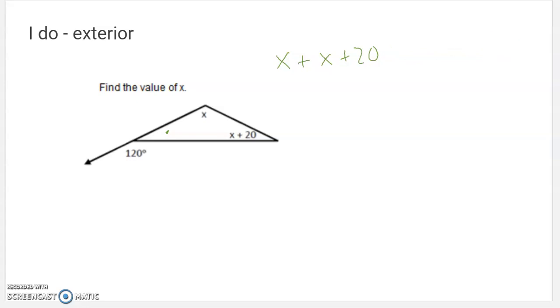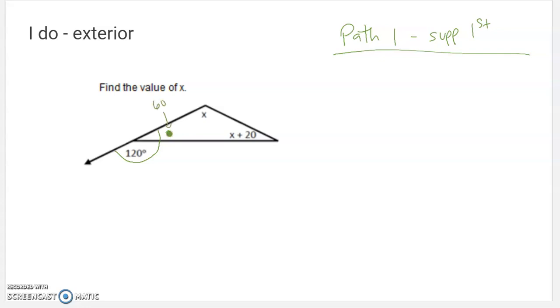So let me tell you two ways you could solve this problem. There's two actual paths to victory here. Path one, you don't have to remember that exterior angles theorem, which can be hard to remember. You can use a supplementary first. So what I could do is say, well, I don't know this angle, but I can find it because it's supplementary with this 120. 120 and this one make a straight angle, 180-degree angle. So that means that one would have to be 60 because 120 and 60 make this 180-degree straight angle.